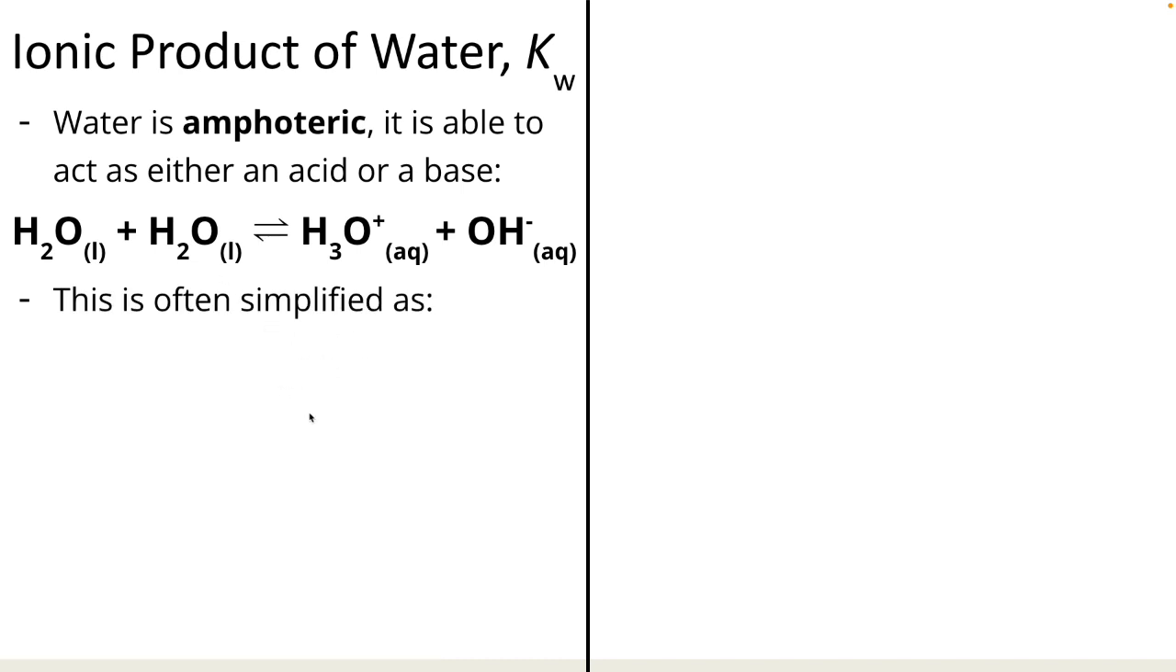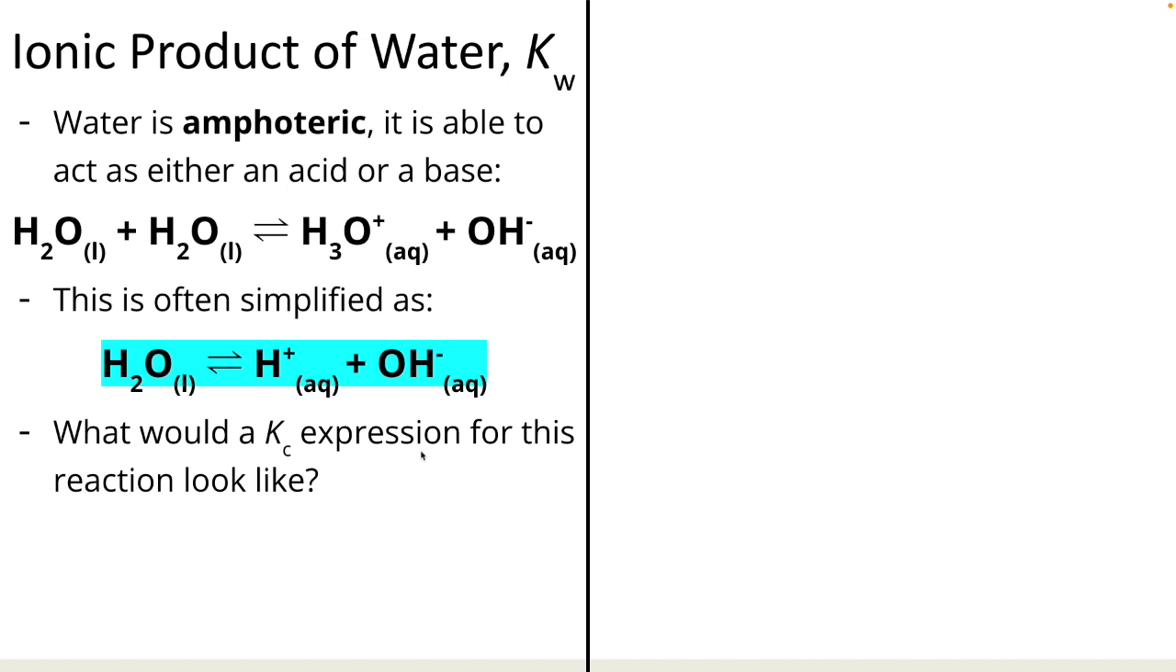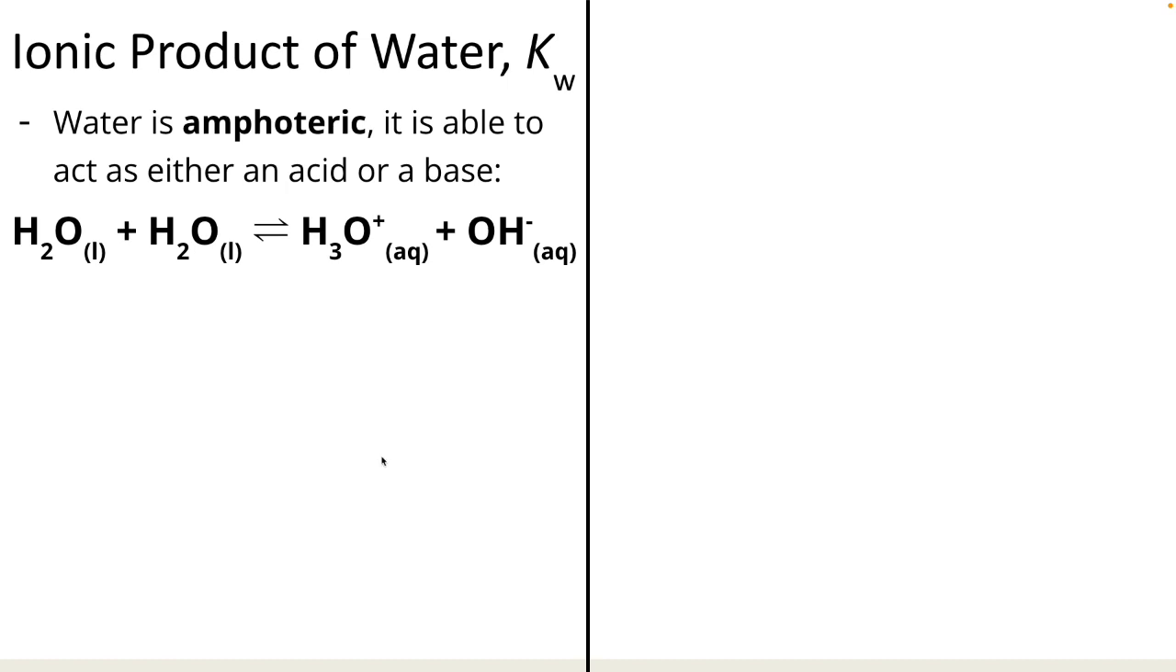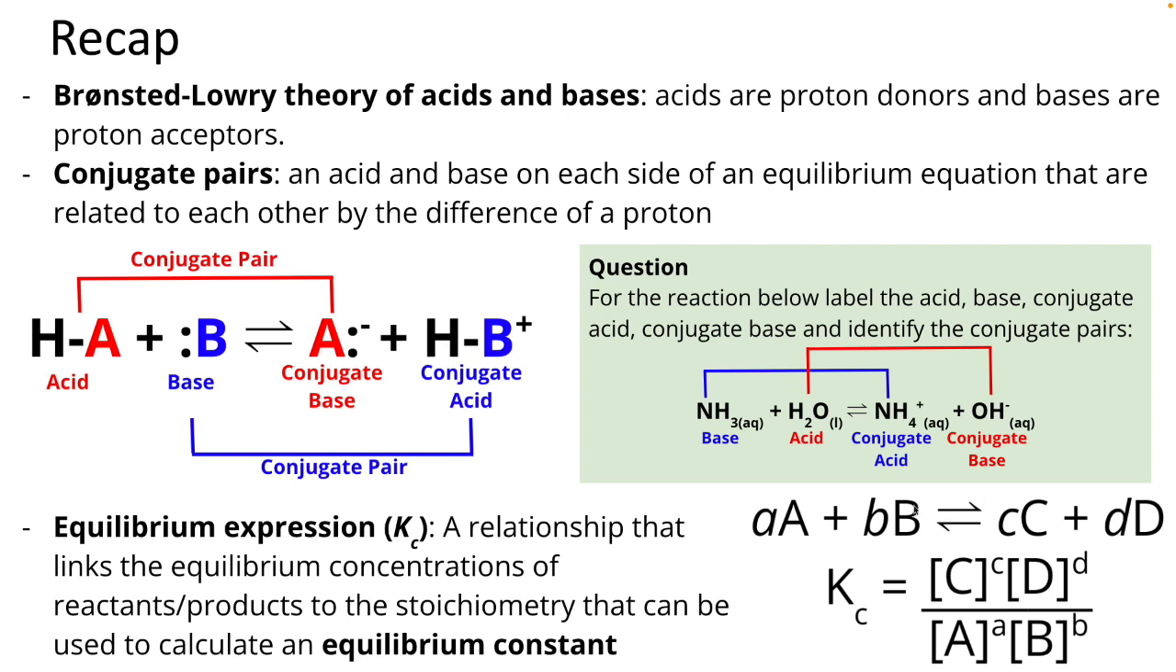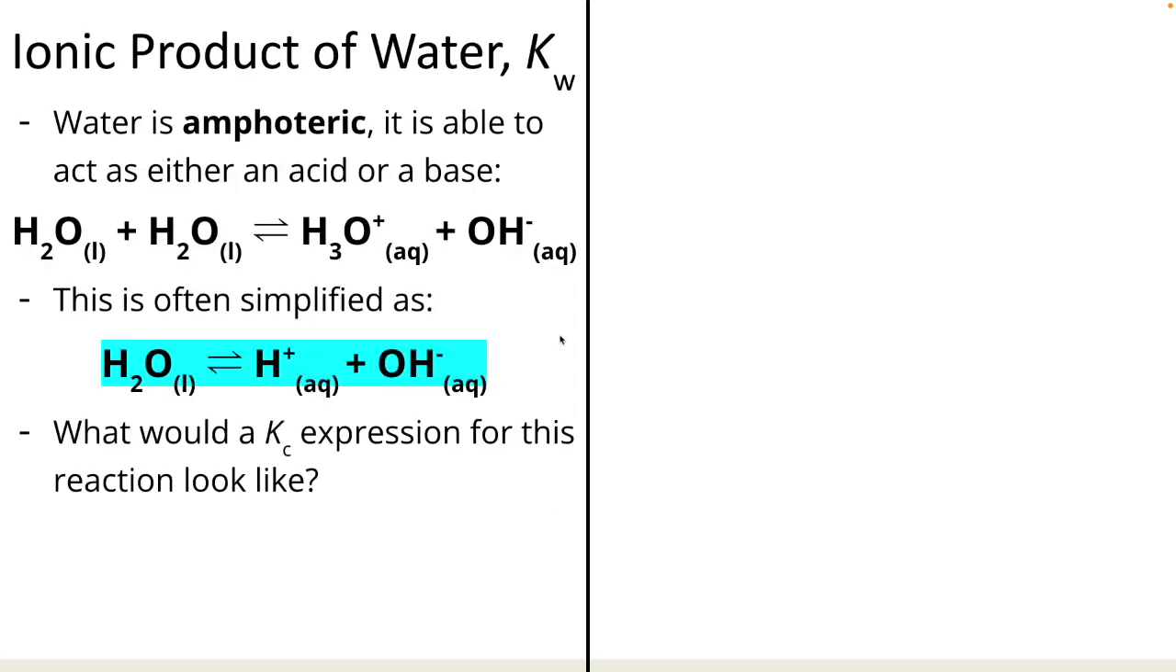We can simplify this equation, however, by showing it as a dissociation of water. This is primarily what we'll be showing it as, just because it's a little bit more simplified, where we've got H2O going to H+ plus OH-, where our H+ is fulfilling the same role as the H3O+. All right, what would a Kc expression for this reaction look like? That'd be a good one to give a crack. I've given you a general idea of the Kc expression. What would it look like for the one that is highlighted in blue?